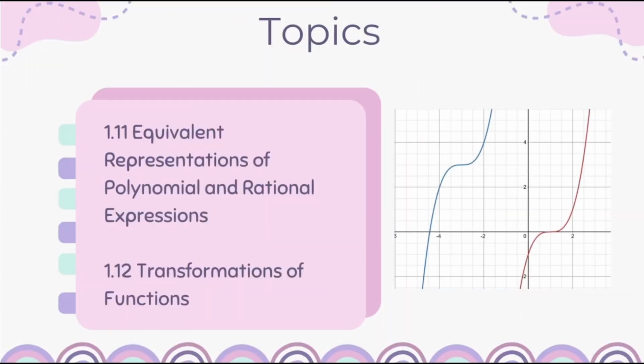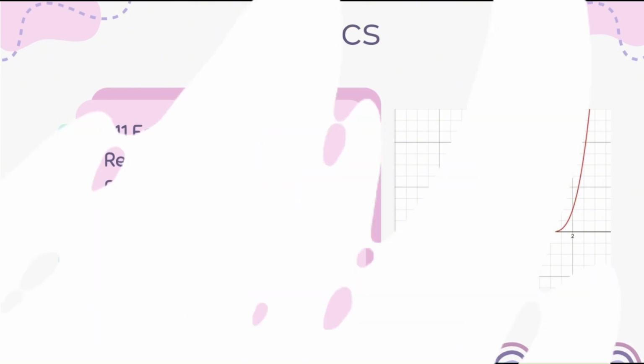Okay, so these are the topics we will be talking about today: 1.11, equivalent representations of polynomial and rational expressions, and 1.12, transformations of functions.